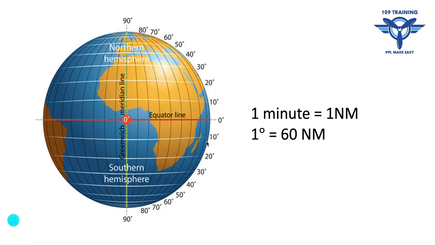And the key bit of knowledge that we need to answer this question is this here. 1 minute of latitude equals 1 nautical mile, or 1 degree of latitude equals 60 nautical miles. And to be honest, I tend to remember this bottom one just because of how I use my calculator to calculate this. So I remember 1 degree equals 60 nautical miles, and that's if we're travelling along the same meridian.